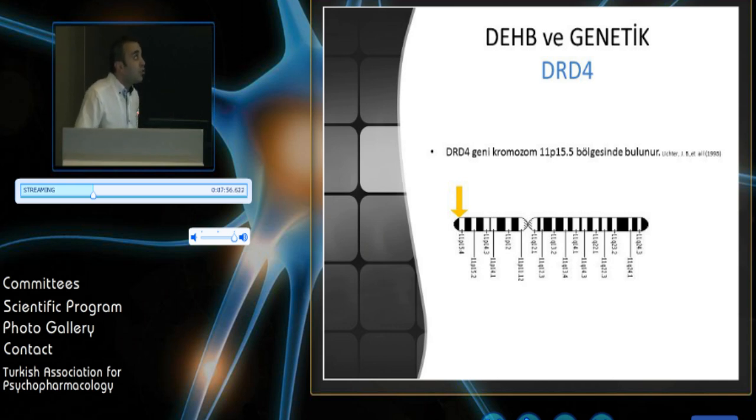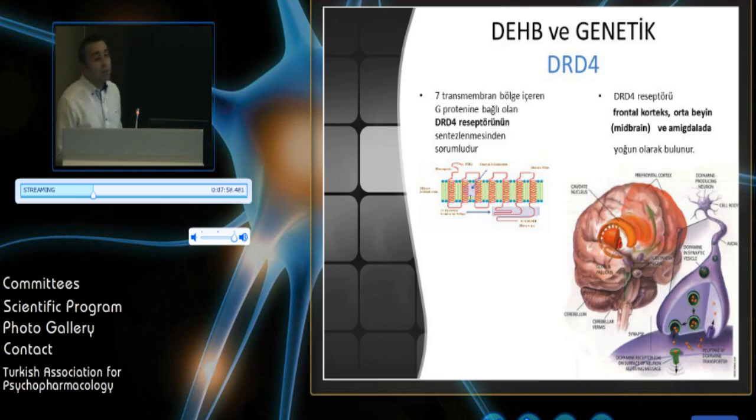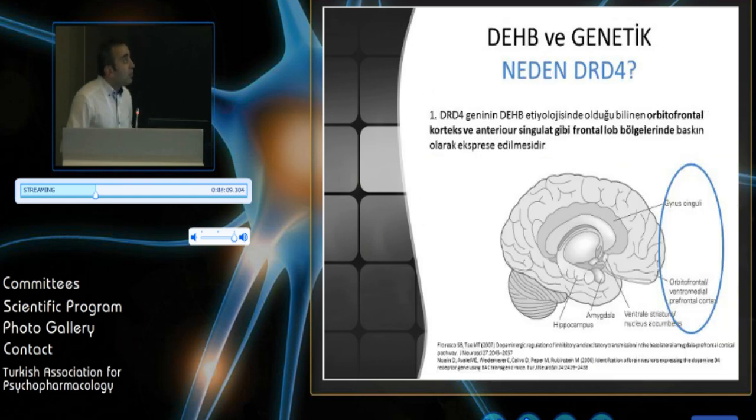And the DRD4 gene is the gene which has been worked on the most. The DRD4 receptor is encoded. The frontal cortex, midbrain, and amygdala are the places where we have the most of this one. Why DRD4? The most important reason, as I said before, is that the areas where it is expressed have a relationship with ADHD.